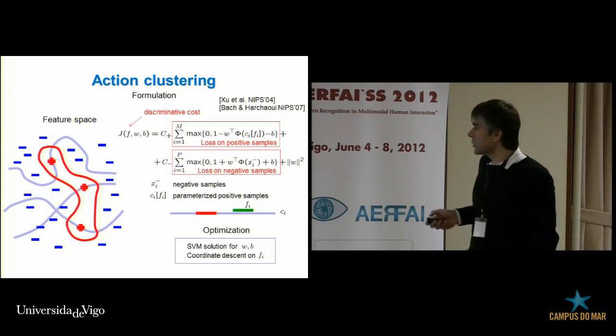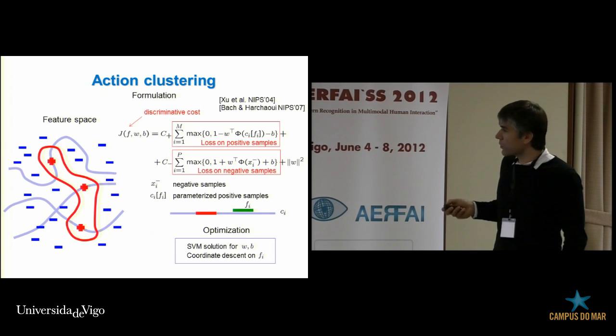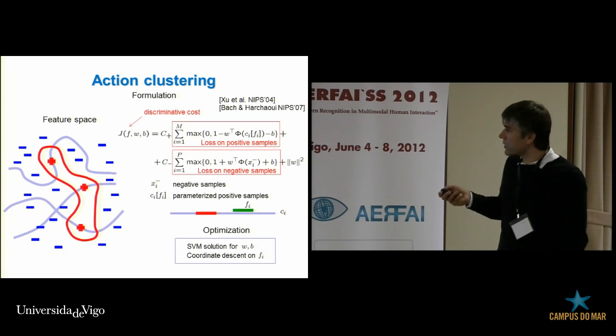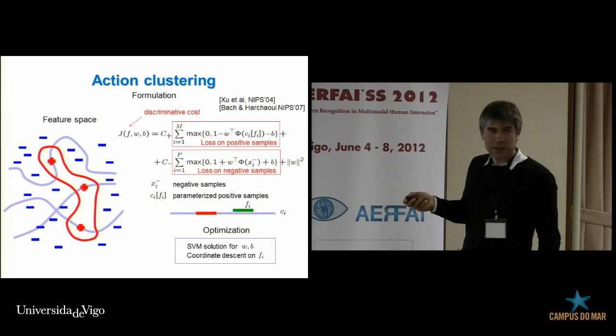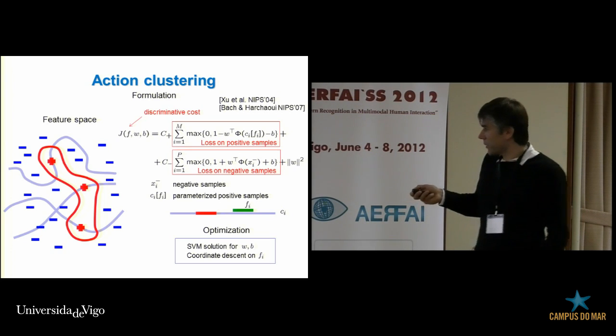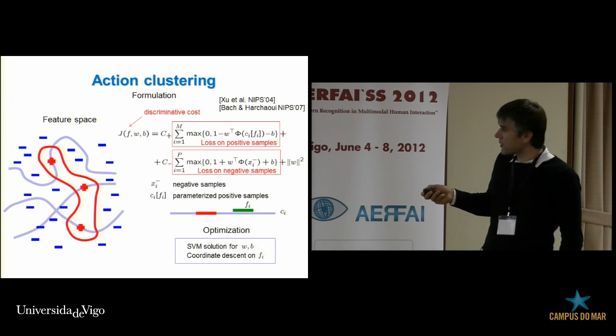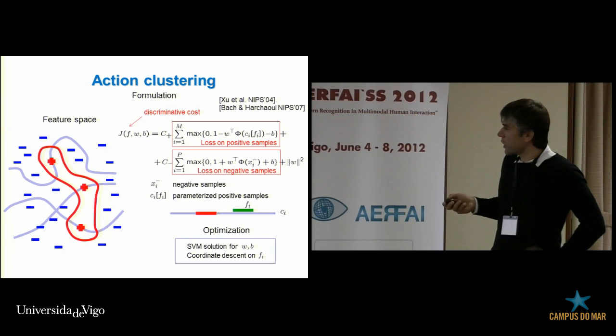Mathematically, it is formulated as an SVM loss as follows. If you're familiar with SVM loss, this is a very standard SVM loss, with one exception. For negative data, it's exactly the standard linear SVM. Here f of x is the feature of the negative training sample. The only difference is that for positives, we parameterize the positive samples by the position.